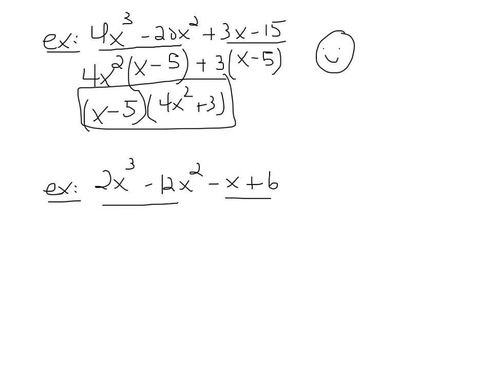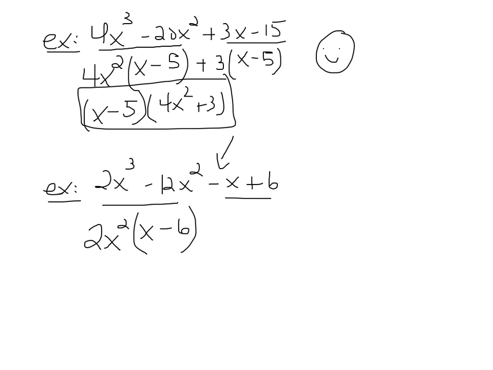And the final example there, this one's just a tiny bit trickier. The monomial GCF on the first 2 terms is easy. It's pretty straightforward, 2x squared. And the factors that are left are x in the first term and negative 6 in the second term. Now here we have to be careful. If the third term is negative, like we see it is here, our monomial GCF will be negative.